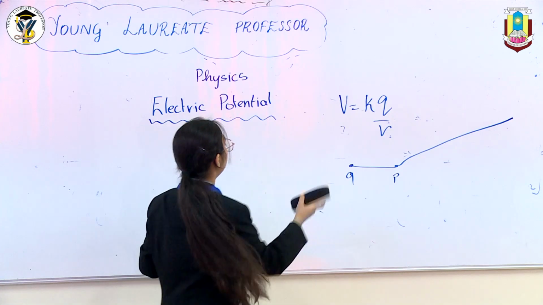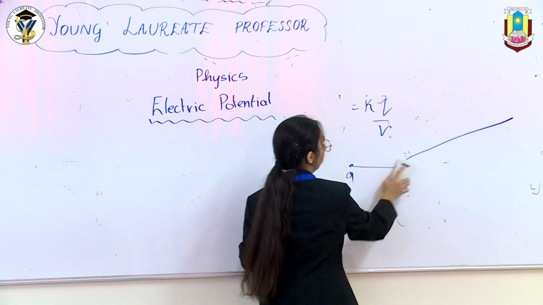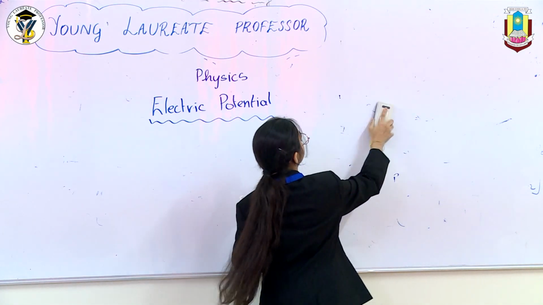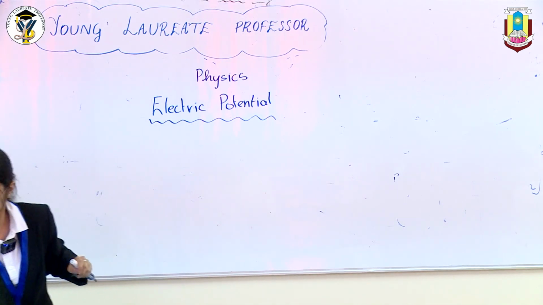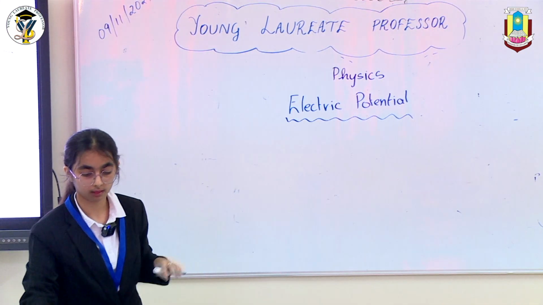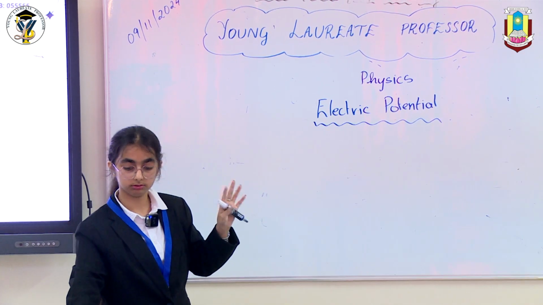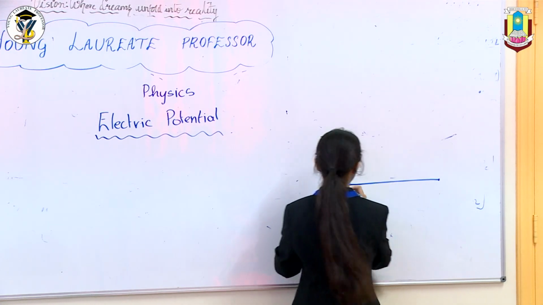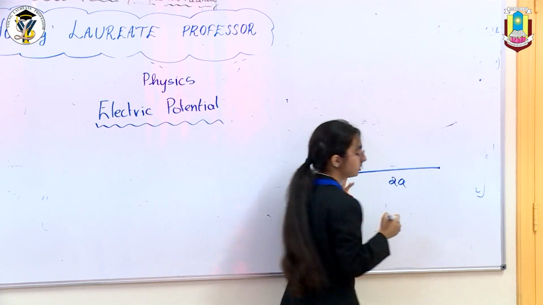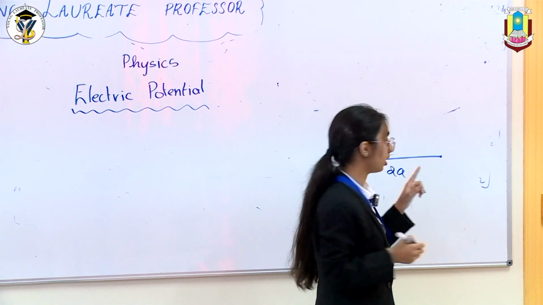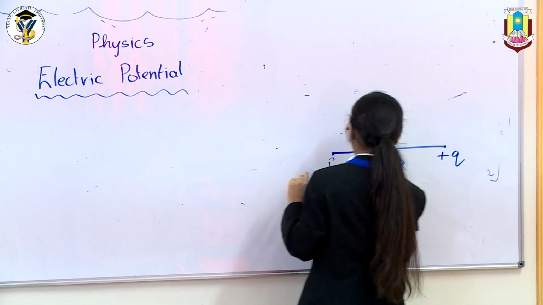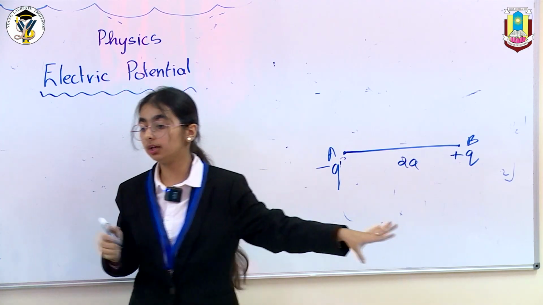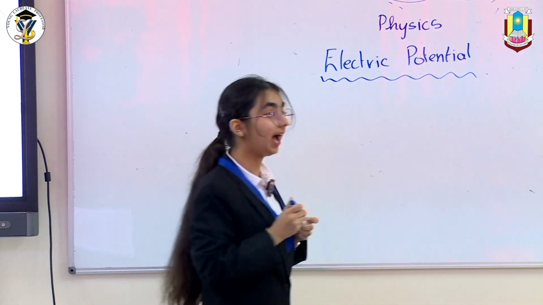Now, when we study electric potential, we have some cases to discuss. Let us consider a dipole of length 2a, consisting of two equal and opposite charges, plus q and minus q. This is a dipole.